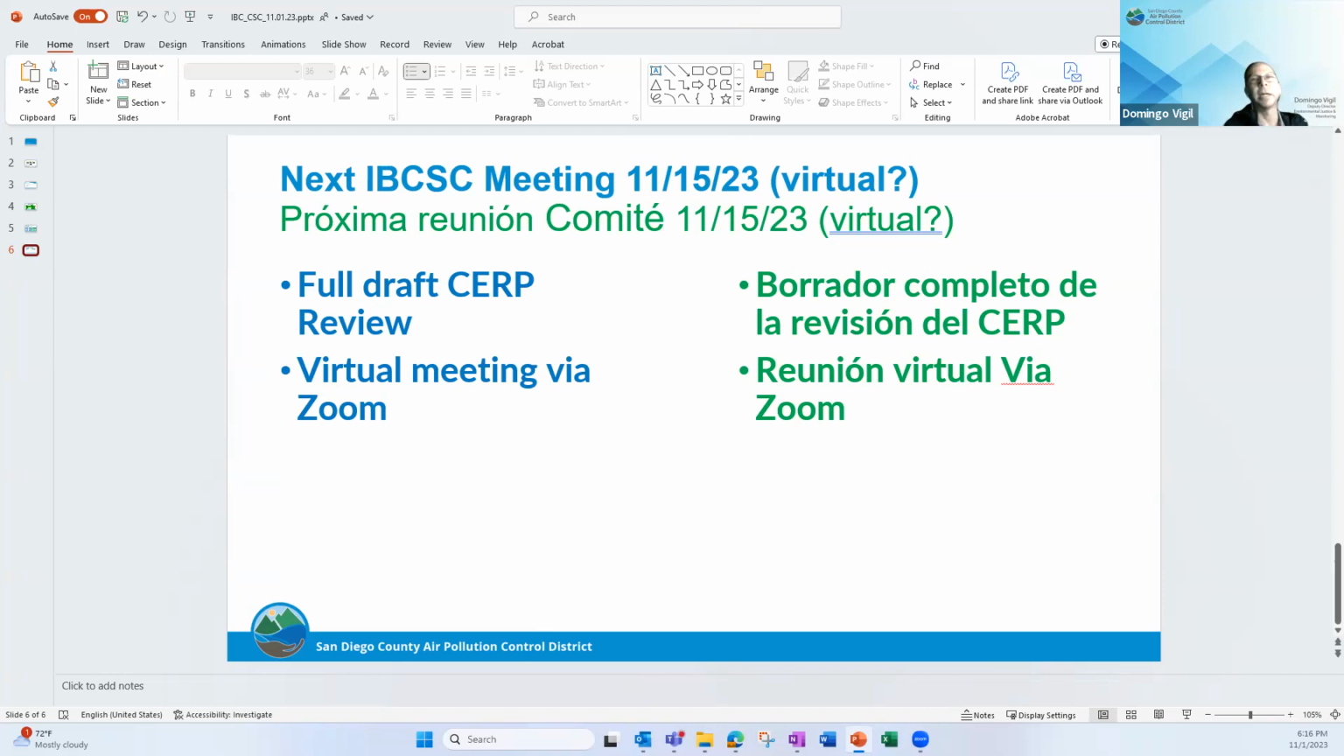This will facilitate a couple of things. One, we will have to share our screen a lot to walk through the document and go over it, so it might be easier to do it via Zoom. The other thing is, again, trying to have this meeting accessible, to reach more people to be able to connect to our meeting.